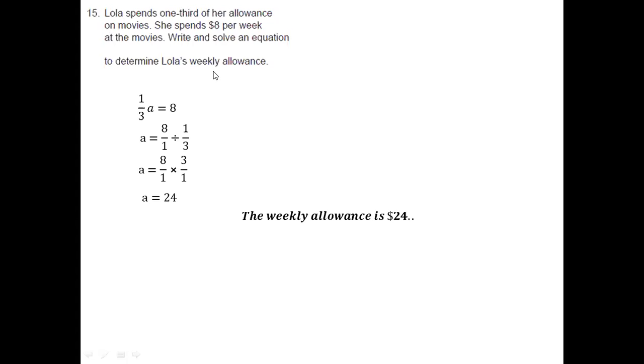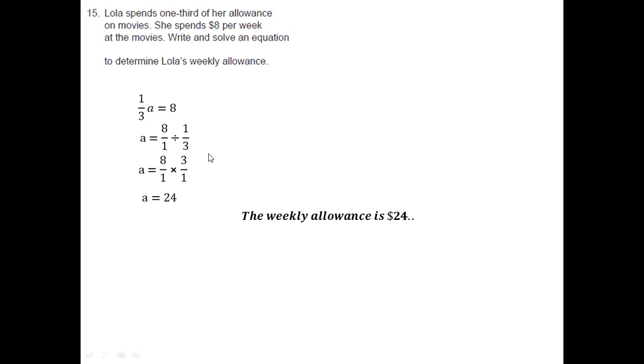So Lola has been given some money. She spends only one third of that. So one third of that is $8. Only she's spending for the movie, nothing else. So one third of some amount, the amount which Lola is getting, is 8 because she's only spending one third. So this means one third multiplied by A equals 8, which means we will do the opposite, divide by 1/3. So A is going to be equal to 8/1 multiplied by 3/1.